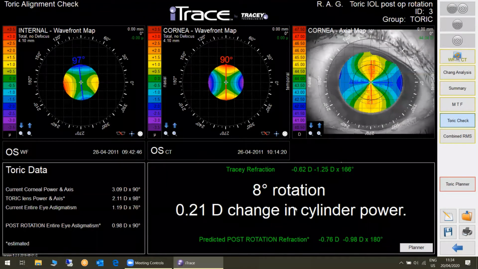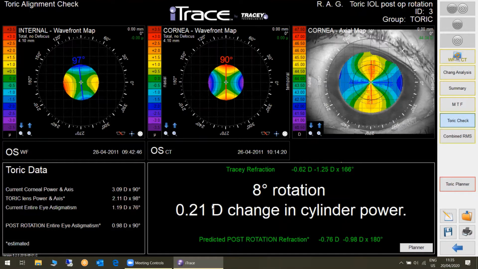And the most important number on this screen is this. This is the predicted post-op refraction. So this is what you will get if you do the rotation. You see, 3 minus 2 is 1. That's the best I can get. The undercorrection here is the most important mistake. It goes from minus 1.25 to minus 1. That's the best we can change.